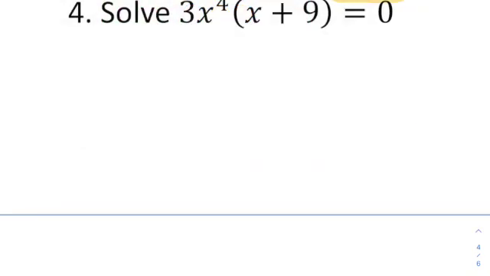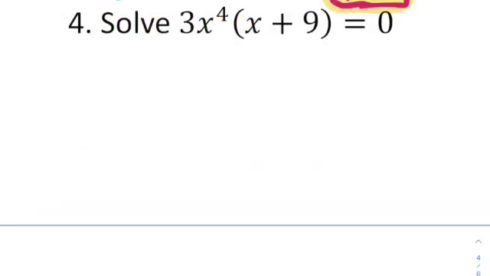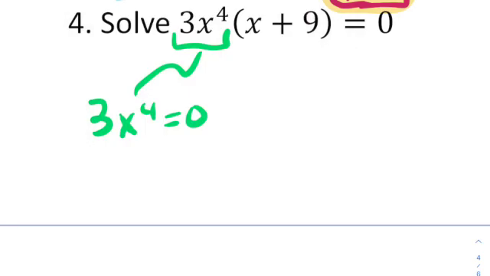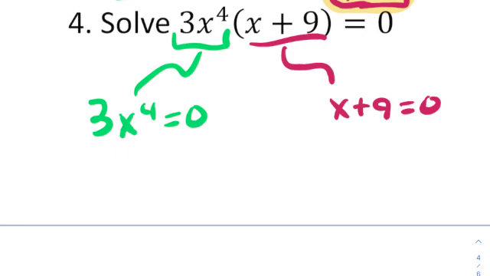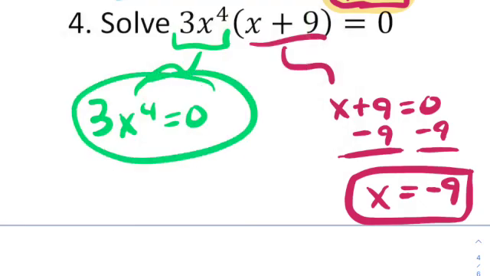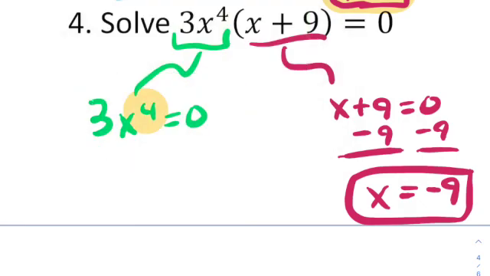Finally, one more problem that's a little bit special here. Let's start off by doing what we've been doing. You take the first monomial this time, 3x to the fourth, and set that equal to 0. And then we take this x plus 9 and set that equal to 0. That second equation is going to be pretty easy to solve. Subtract 9 from both sides, x equals -9. This equation might be confusing because we're not used to seeing something like a fourth power.